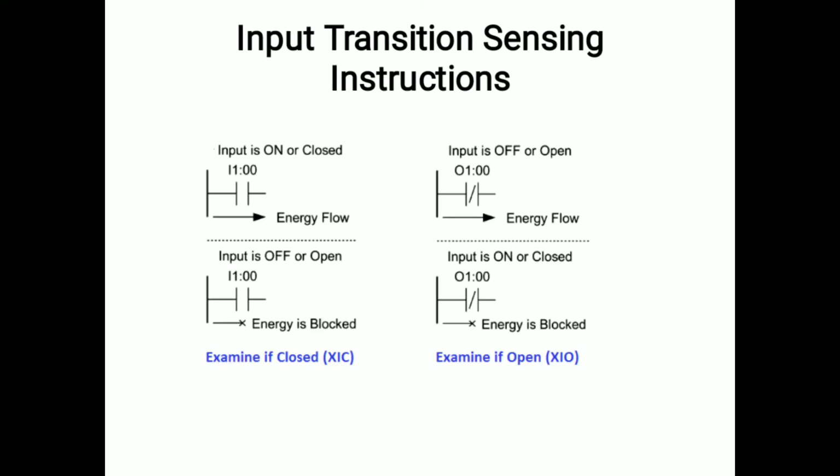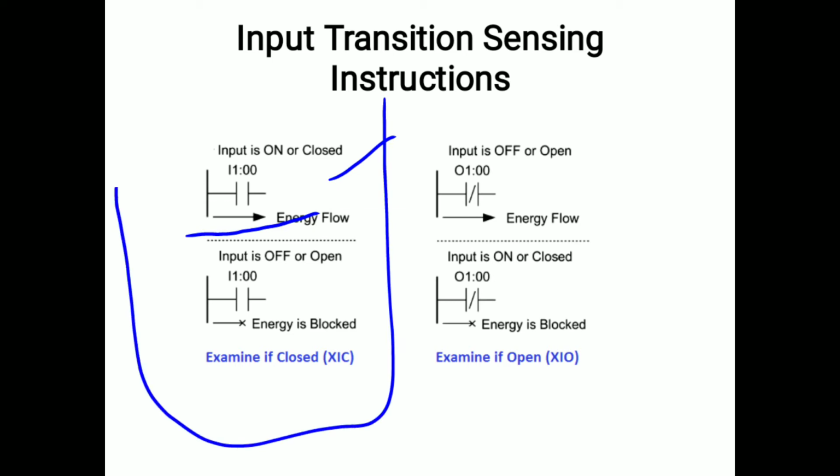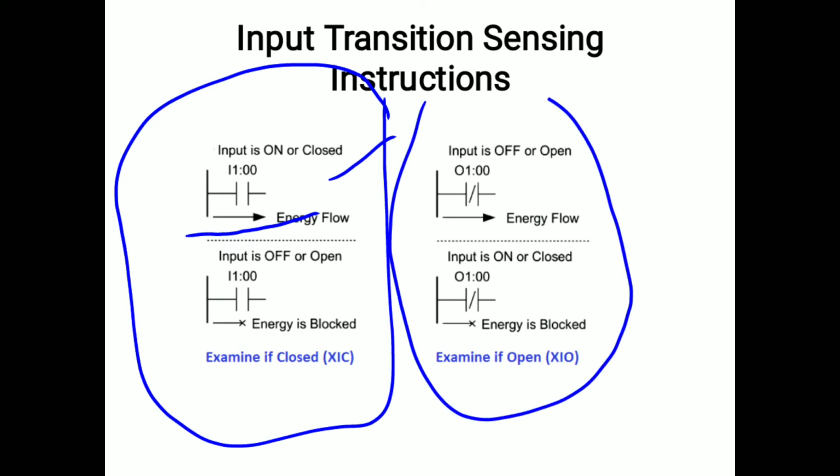Further, we can understand these instructions using this diagram. In this, we can see if the input device is on or closed, right? In that case, energy will flow from the left side of the rung to the right side. Now, in the other case, if the input is off, meaning it is open, then energy is blocked. So this portion represents how the XIC instruction works, and this portion identifies how the Examine If Open instruction works.